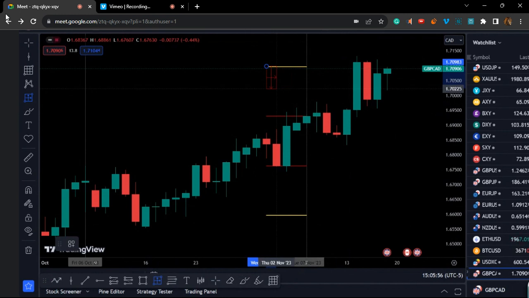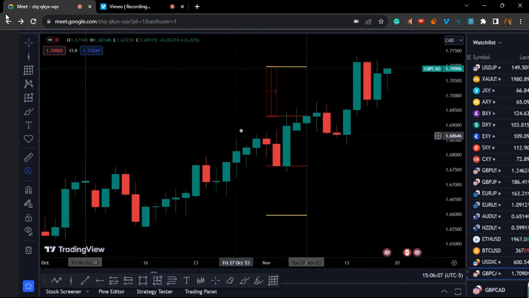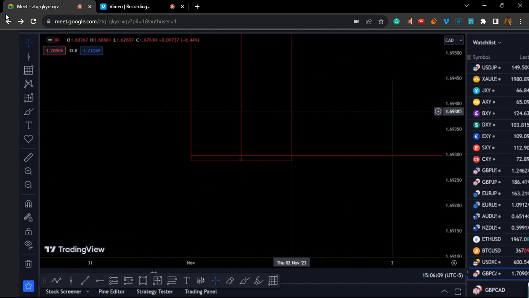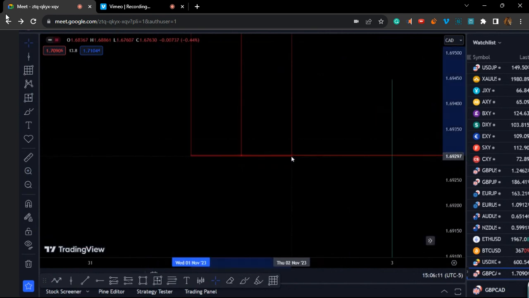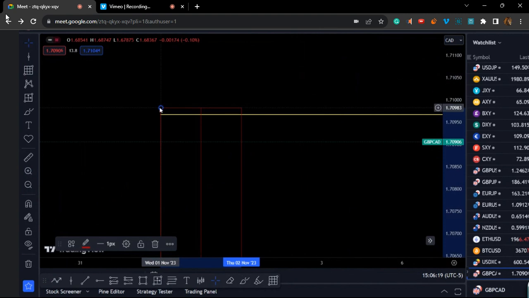Drag it all the way down to the red line. Now zoom in and make sure that's on there perfectly. Just make sure it lines up perfect. Cool.